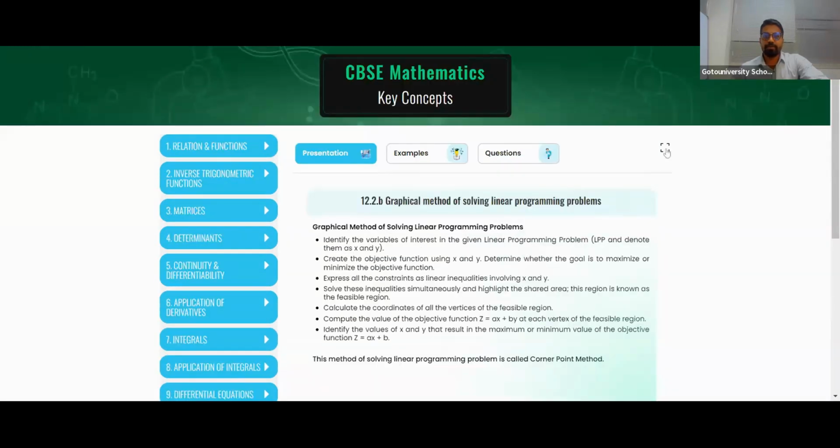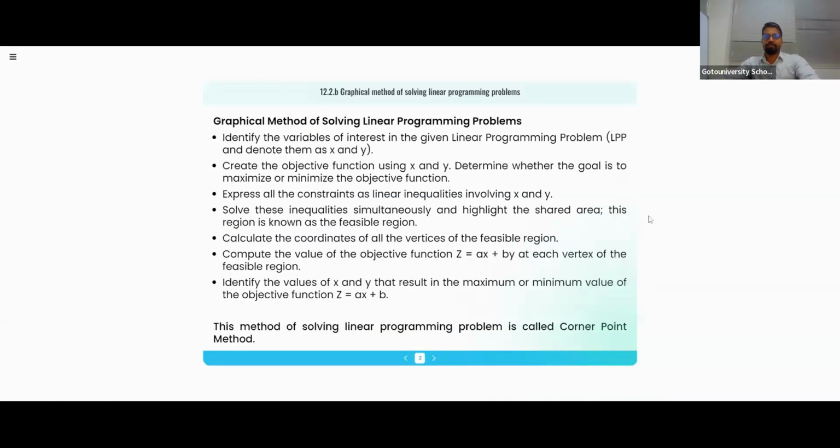So let's first read out the information which is very important for us, and we have to follow that whenever we are solving the problems. Okay, so what is it?